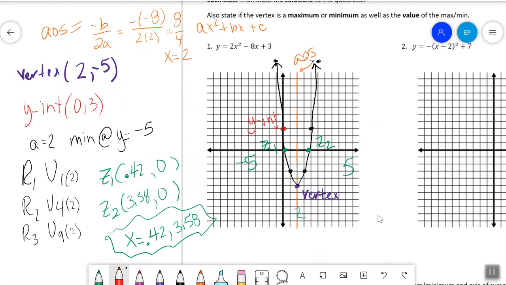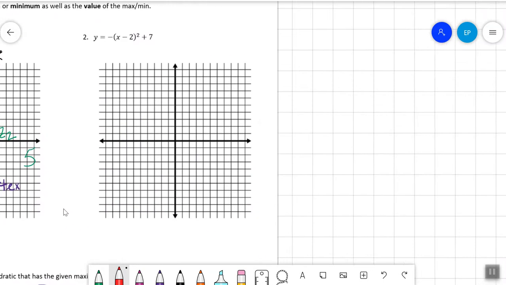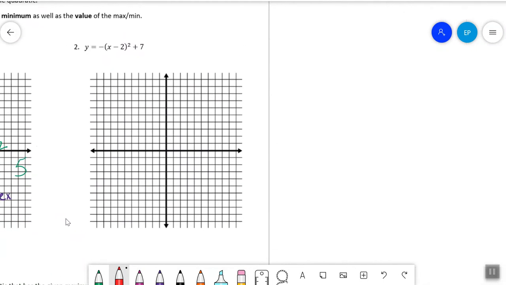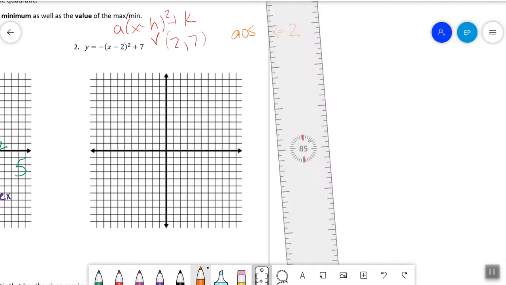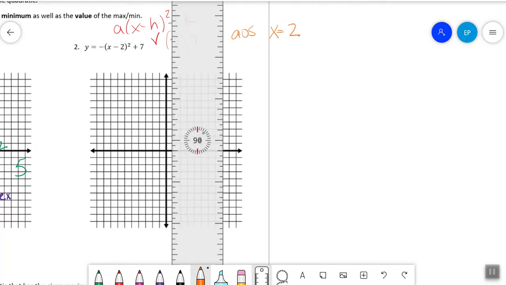So that's that one. Now we're going to do the vertex form. Vertex form is a lot quicker, way nicer, not going to lie. Vertex form is in parentheses, x minus h squared plus k. Opposite what you see, so I see a 2, 7. This is my vertex. My axis of symmetry is x equals 2. So x equals 2.